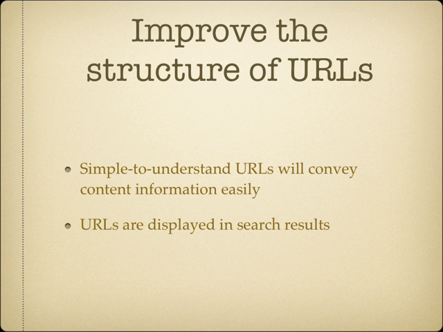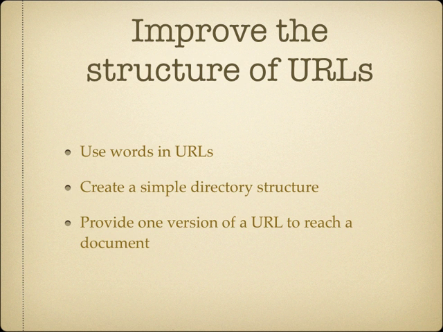Also, the URLs are displayed in the search results. So it may be an opportunity for you to grab someone's attention with a snappy URL that they can understand, whereas a cryptic, meaningless URL might not have the same effect. So try to use words in your URLs, create a simple directory structure, and provide one version of URL to reach a document. With PHP and stuff, it's possible to have multiple ways to get places. Also, if you have a content management system, it may be that the page isn't really generated until someone goes looking for it, and that might have cryptic URLs as well.